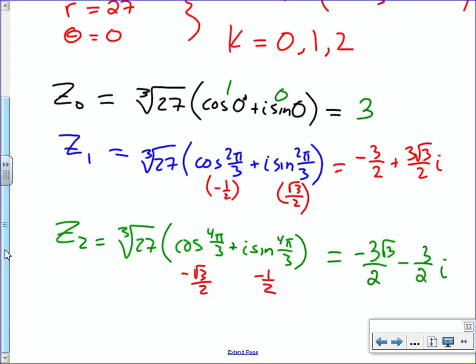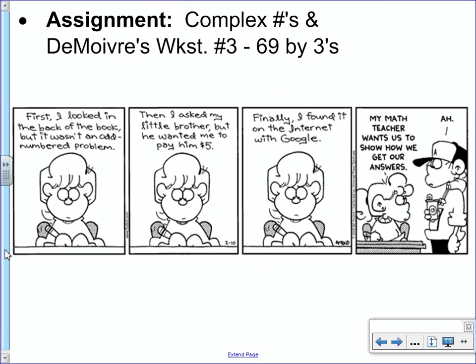Here we go. Your homework tonight. Alright, it's not the entire worksheet, it's the multiples of 3. So make sure you write that at the top. The multiples of 3. Okay?